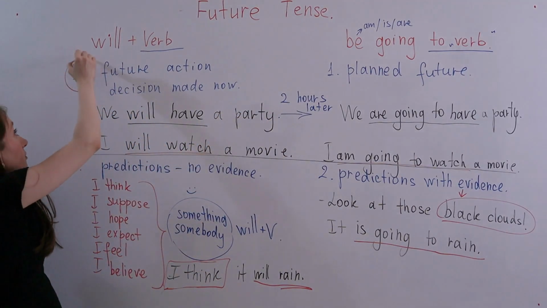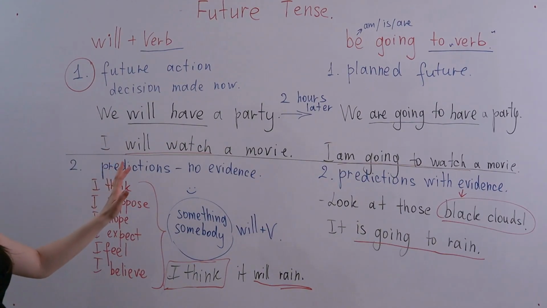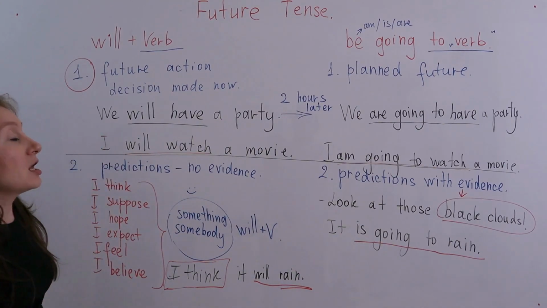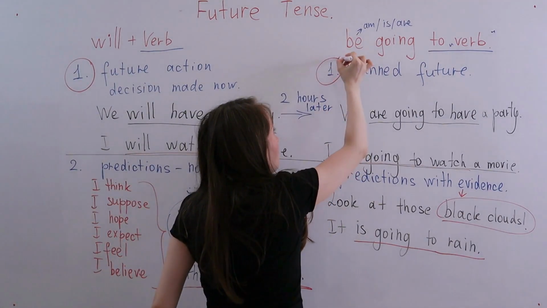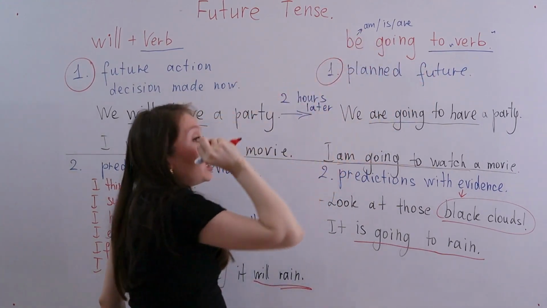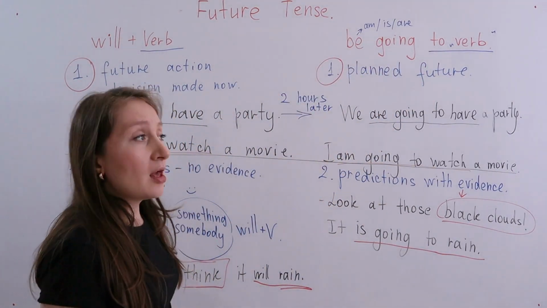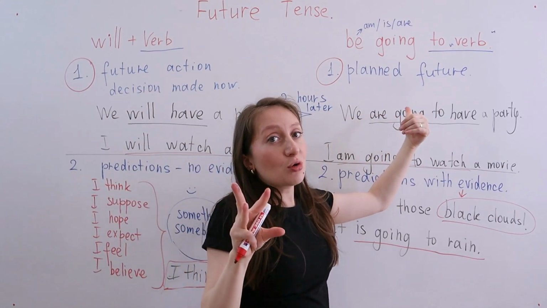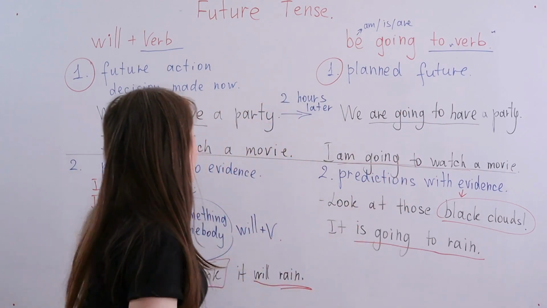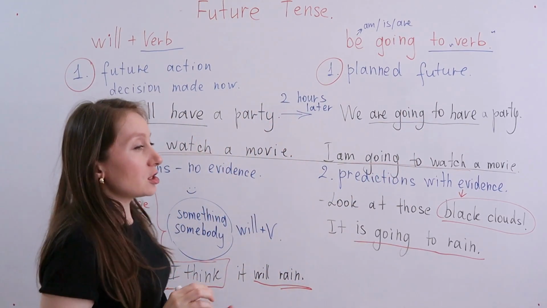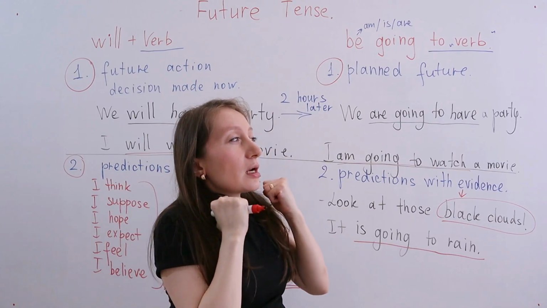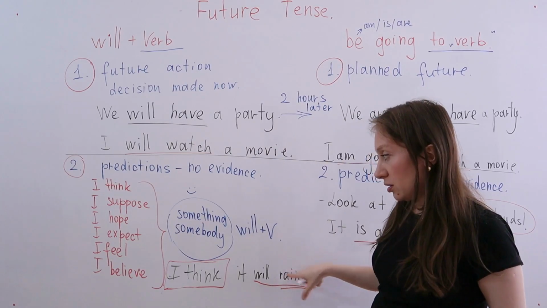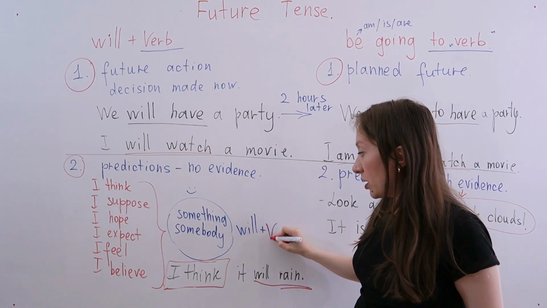Number 1, future action, decision made now, not a plan, not certain, just you talk about future. Here, number 1, planned future. If you use this construction, it means you talk about a plan. I will watch a movie. I am going to watch a movie. You just show that it's in your plan. And number 2, we talk about predictions. I feel it, I think. No evidence. Will and verb, right?